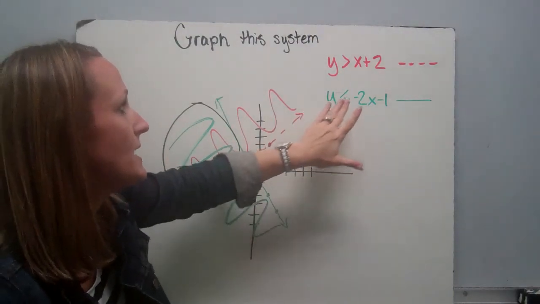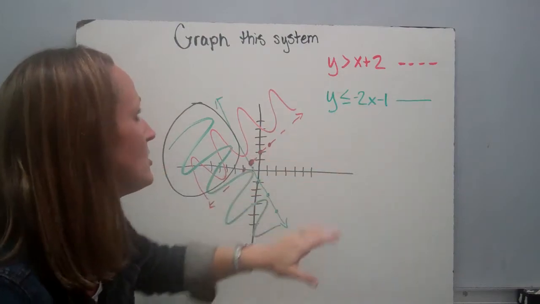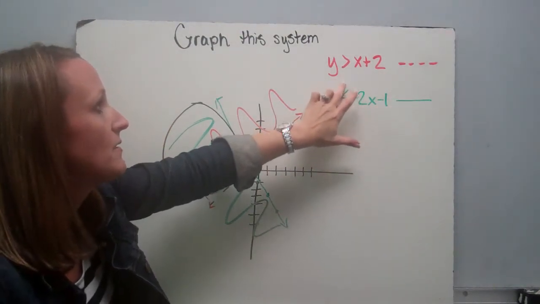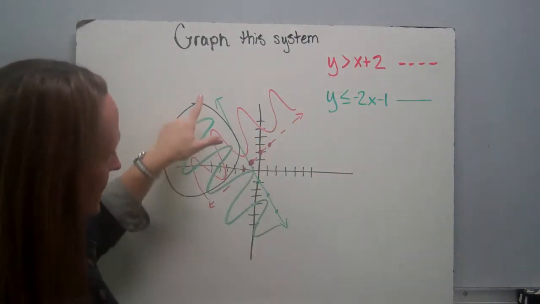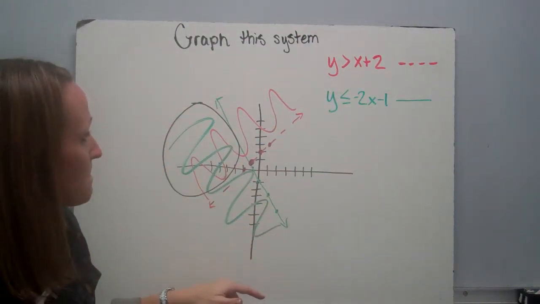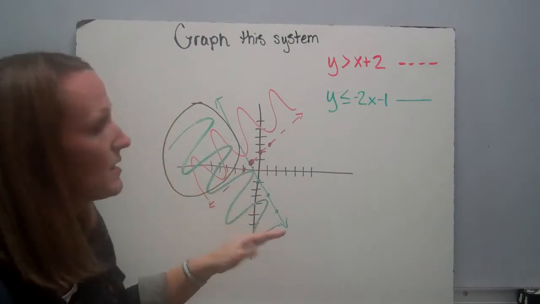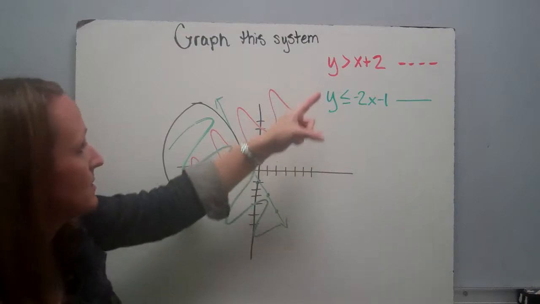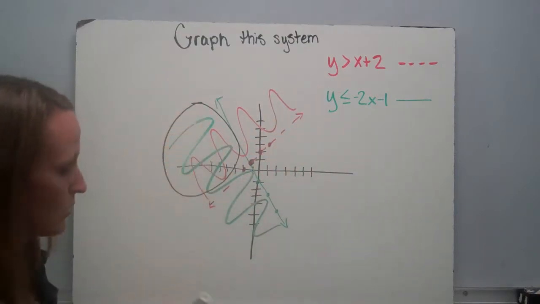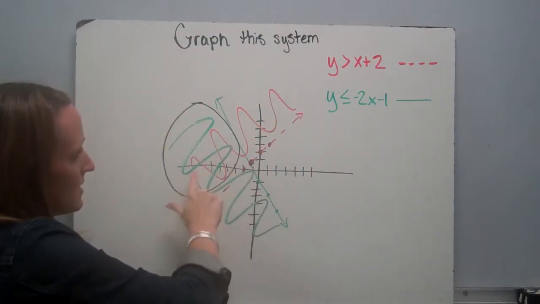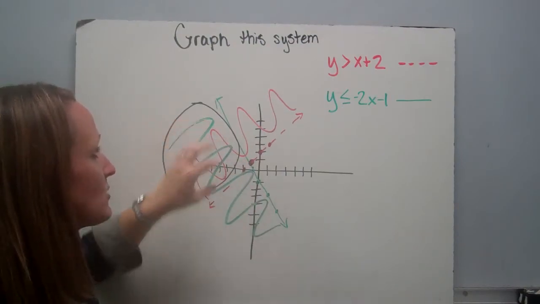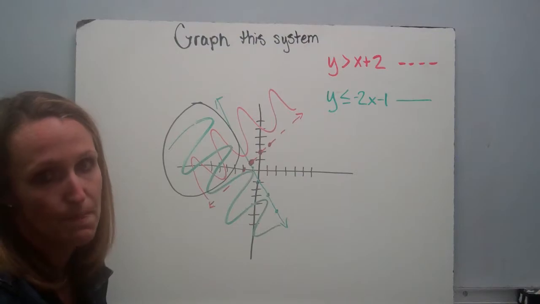Then we have y is less than or equal to negative 2x minus 1. And it's going to be a solid line because of this less than or equal to. I graphed it here in green, and then you can see where I shaded it below it. Now, the answers to our system are going to be right here, where I have both red and green shading. So where they overlap is where all of your answers would be.